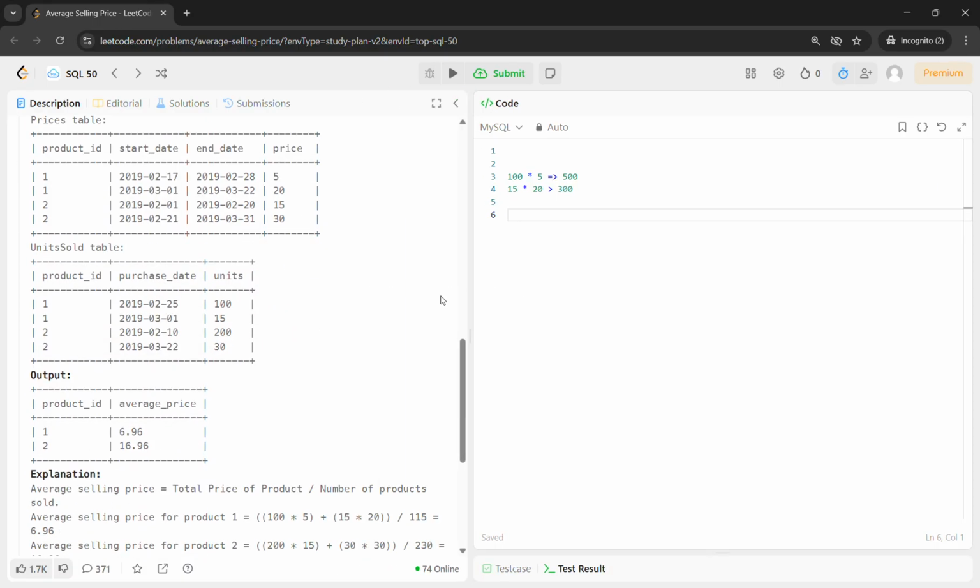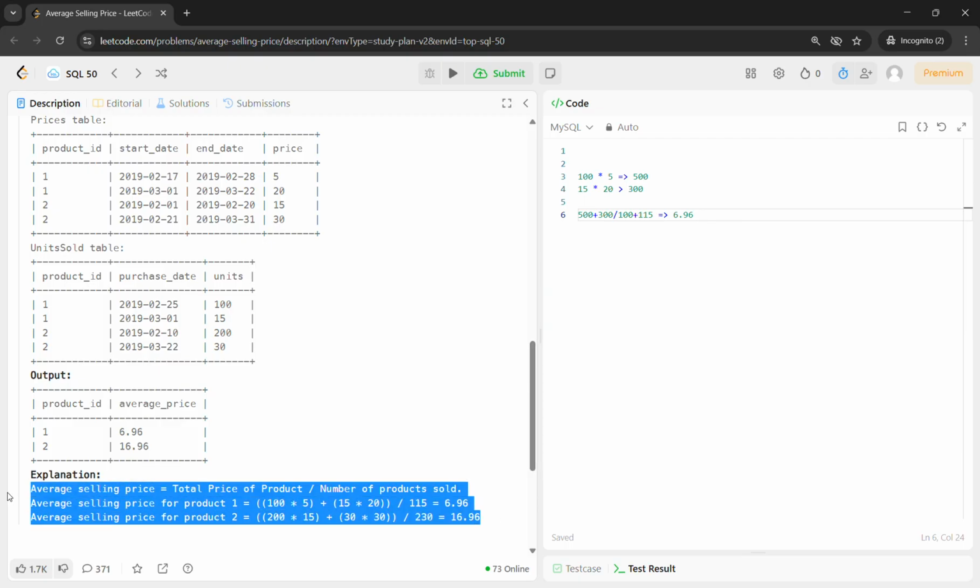So total number of units sold for product 1 are 100 and 15, that is 115. So the average will become 500 plus 300 divided by 100 plus 115, which will give us 6.96. So this is what we are expecting here, right? Same explanation is given here as well.